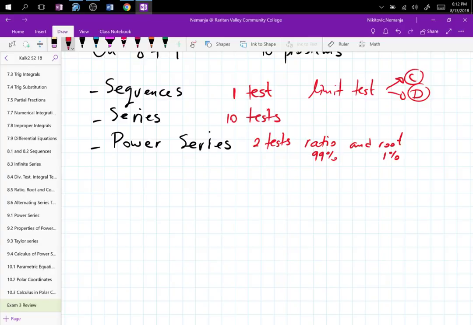A sequence is a list of ordered numbers. A series is the sum of the sequence. A power series is when you put an x into a series. So it's a very simple progression: a number, then adding numbers, and then variables kick in on top of that.